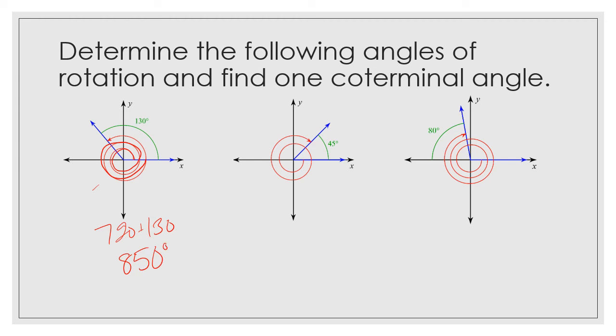And then a coterminal angle to that, it doesn't specify positive or negative. So what we can do, I'm just going to add 360 because I like working with the positive ones. So I have 850 plus 360, and that gets me 1,210 degrees. All right, so then for these next two, we're going to go over these next two in class.